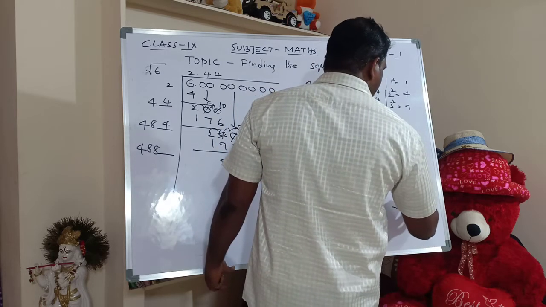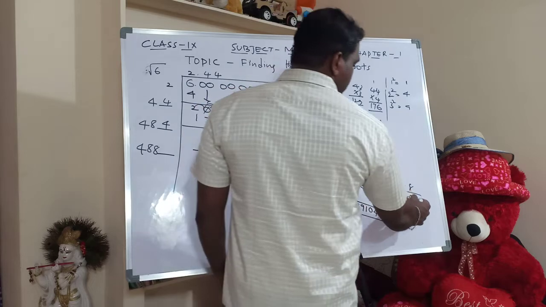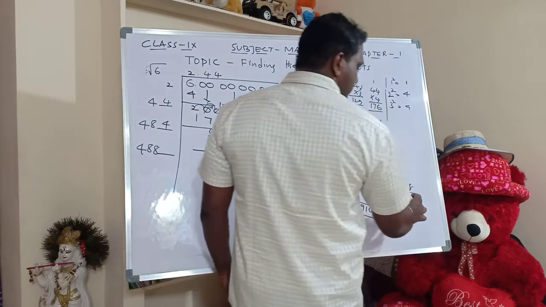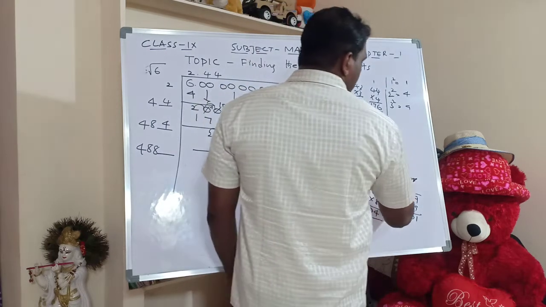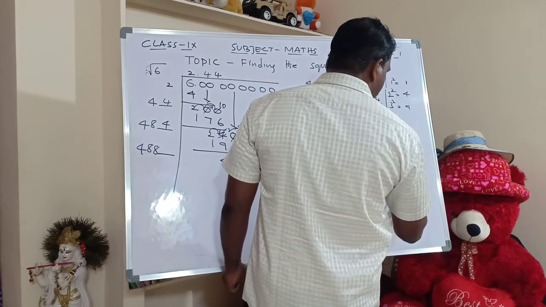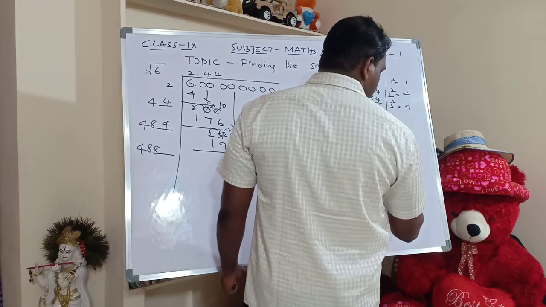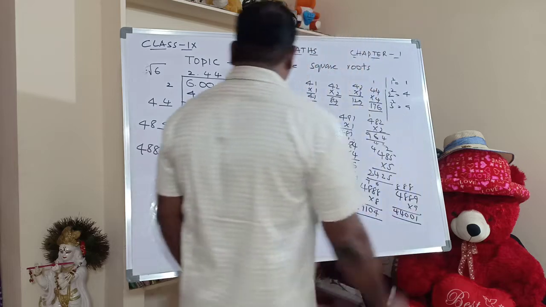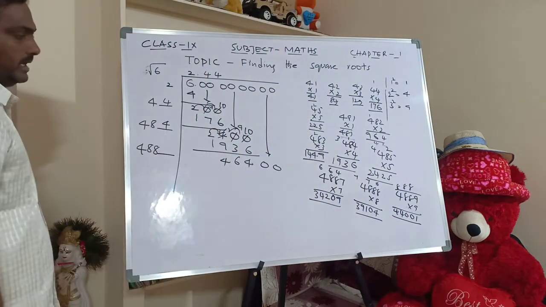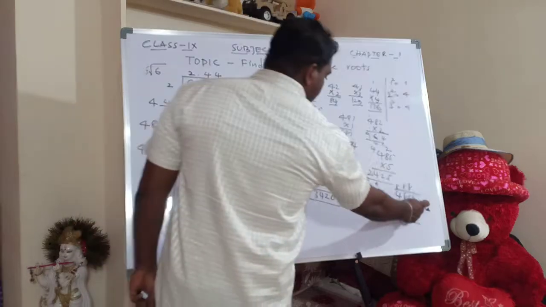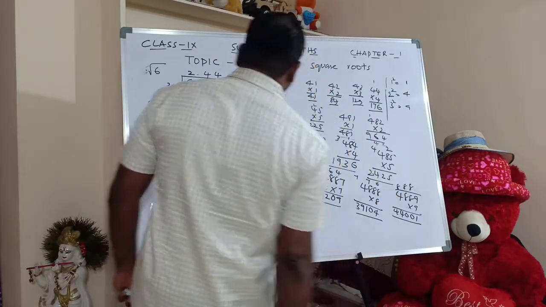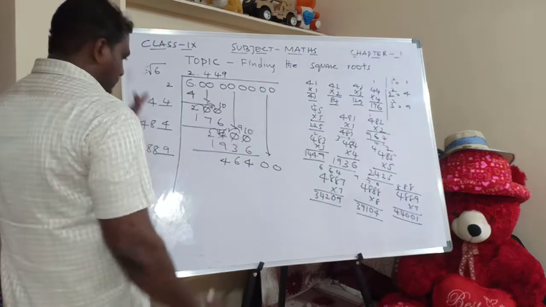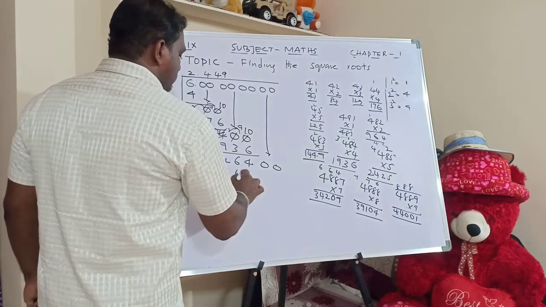9 9s are 81. 9 8s are 72 plus 8, 80. 9 4s are 36 plus 8, 44. 44,001. Look at this: 9 9s are 81, 1. 9 8s are 72, 8. So how much should I write here? 9. So what is that? 44,001.